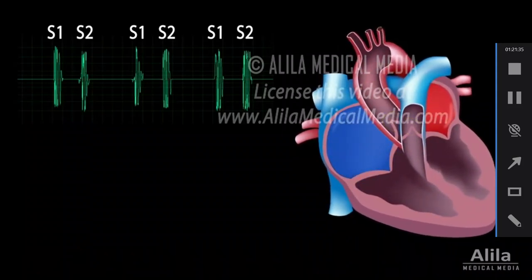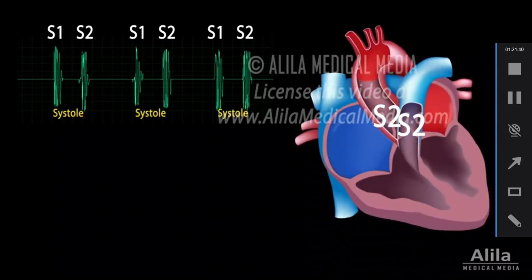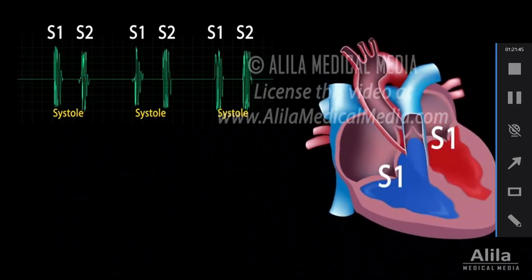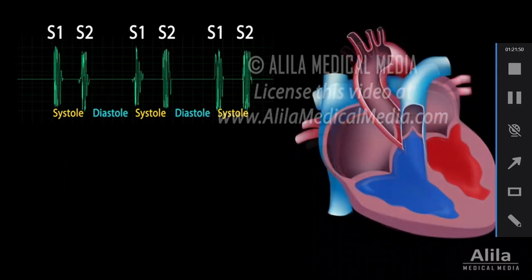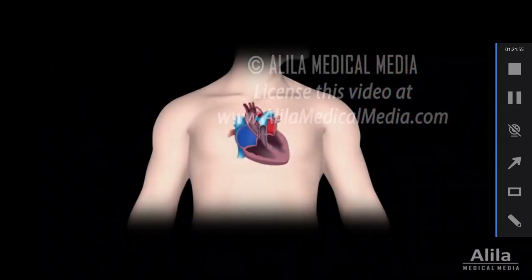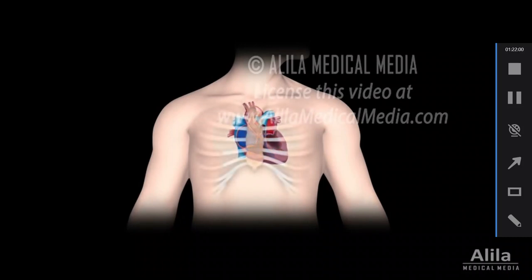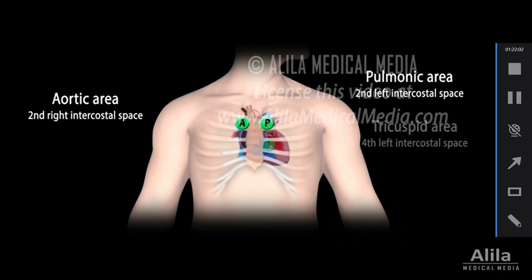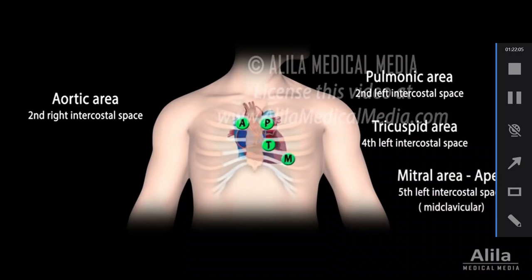The time interval between S1 and S2 is when the ventricles contract, called systole. The interval between S2 and the next S1 is when the ventricles relax and are filled with blood, called diastole. Diastole is longer than systole, hence the lub-dub, lub-dub, lub-dub. Heart sounds are auscultated at four different sites on the chest wall, which correspond to the location of blood flow as it passes through the aortic, pulmonic, tricuspid, and mitral valves, respectively. This is how similar defects associated with different valves are differentiated.